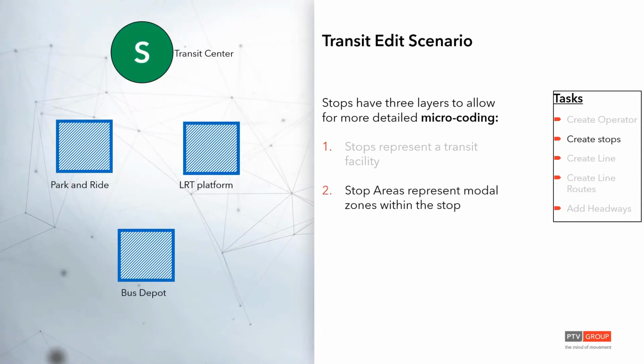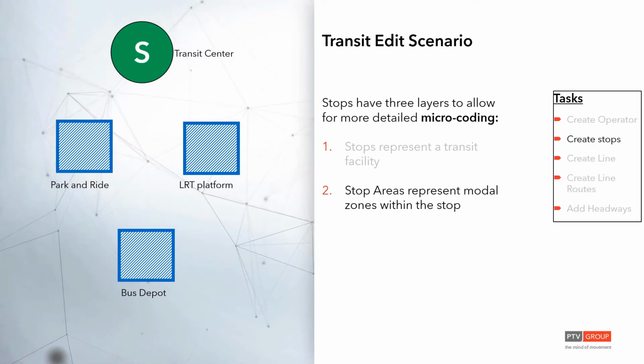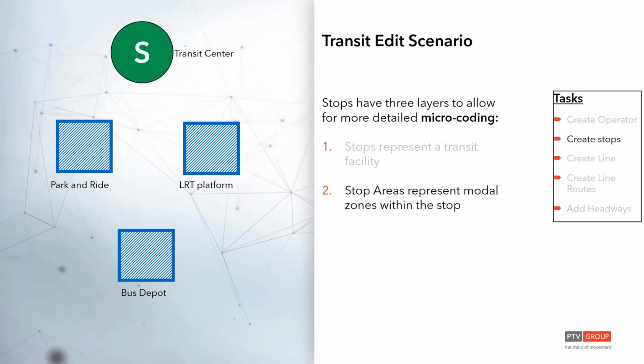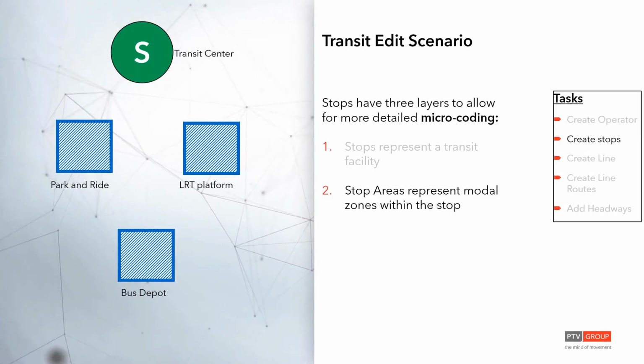Then the next tier, within a stop, we have what we call stop areas. And these are more or less modal zones within stops. This is where you might have a park and ride, an LRT platform, or a bus depot, all within the same transit center facility, for example. And these would have different areas that would represent different collections of stop points.